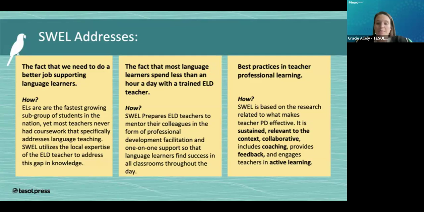And third, best practices in teacher professional learning. SWELL is based on the research related to what makes teacher PD effective. It is sustained, relevant to context, collaborative, includes coaching, provides feedback, and engages teachers in active learning.